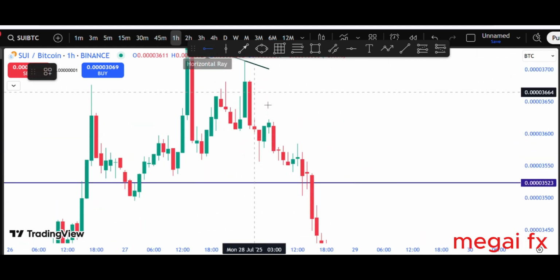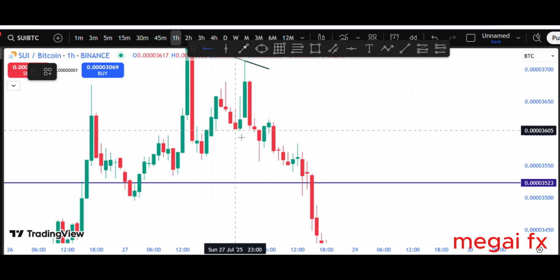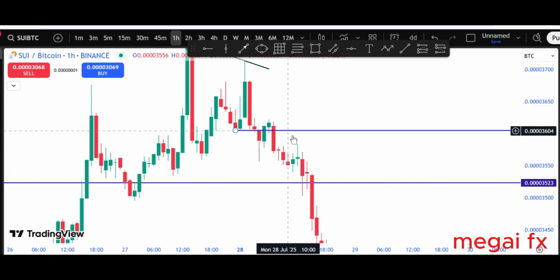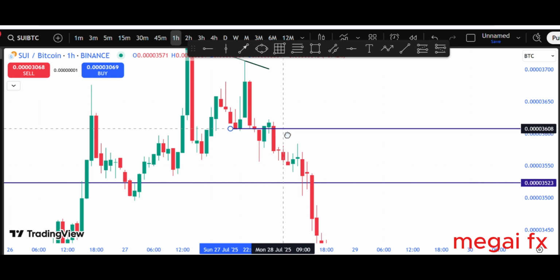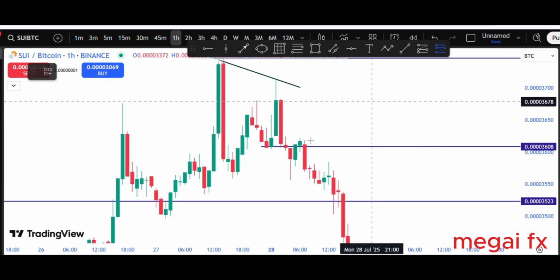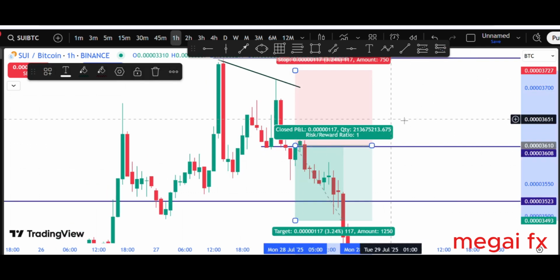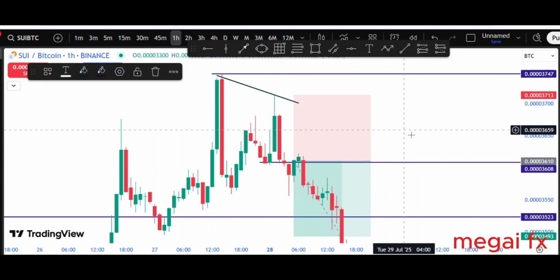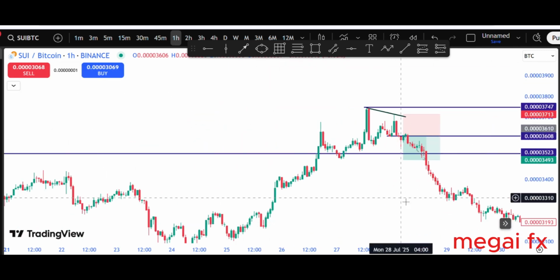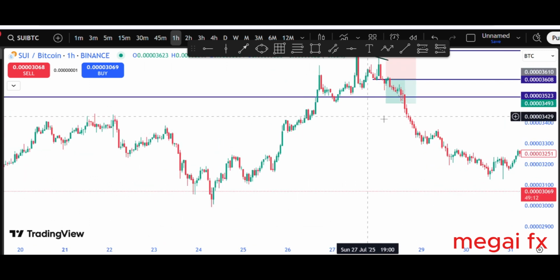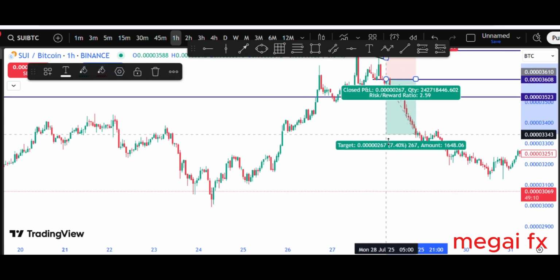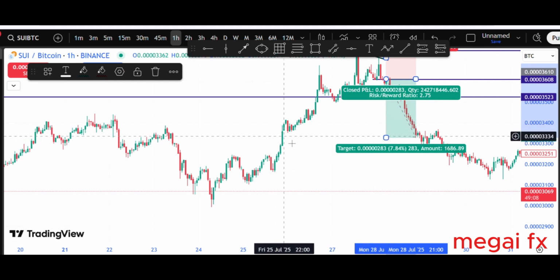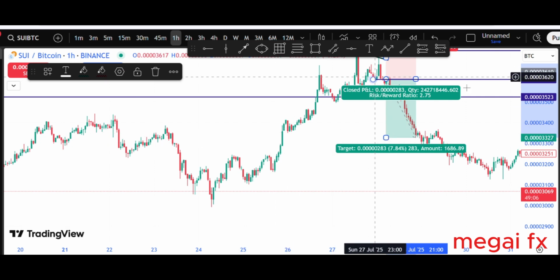Look at where we have market structure shift. We have market structure shift here. We also have change in state of delivery here. You understand? So you would have taken your entry here at this point. Put your stop loss at the high of the SMT. Then you would have targeted anywhere you want to target. Me, I would have targeted this fair value gap, this 1 hour fair value gap. You understand?